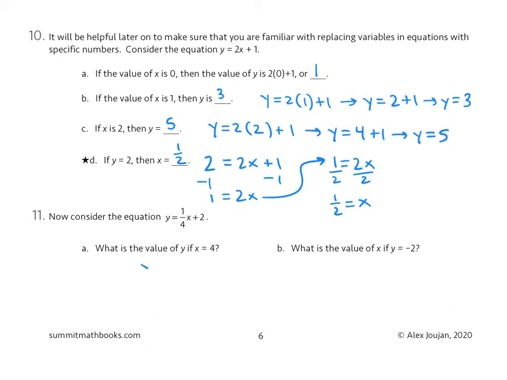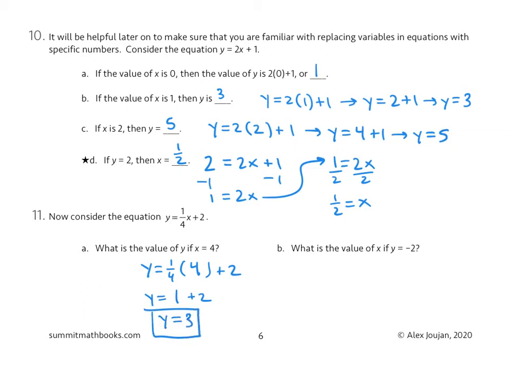Let's write the equation. y equals 1/4 times the x value plus 2. Now I'm putting an x value of 4. 1/4 times 4. 1/4 of 4 is 1. So y is equal to 1 plus 2. And 1 plus 2 is 3. If x equals 4, y equals 3.